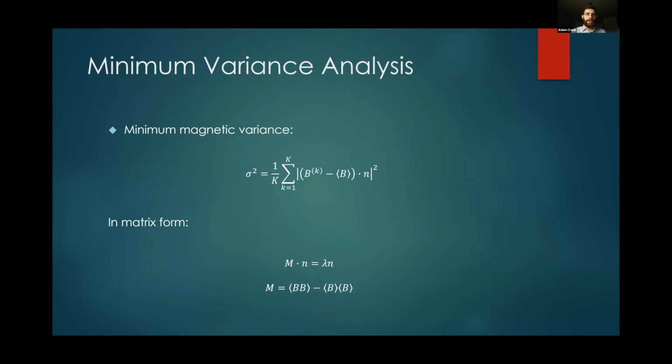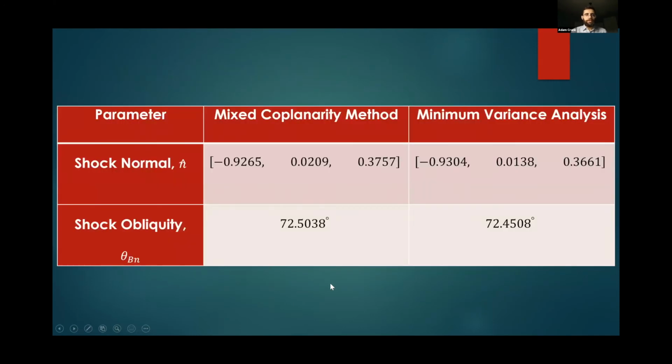In this equation, M is the magnetic variance matrix, and lambda represents the eigenvalues of M. The eigenvector corresponding to the smallest eigenvalue represents the shock normal. So both the mixed coplanarity method and minimum variance analysis methods return very similar values for the shock normal, which appears to point radially outwards from the sun, implying that this result is relatively accurate.